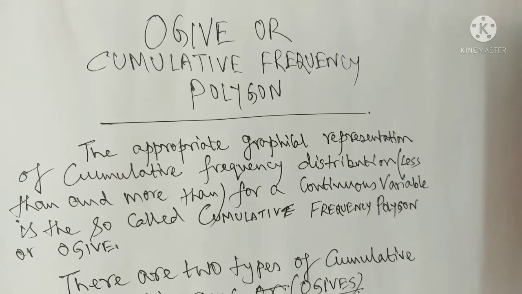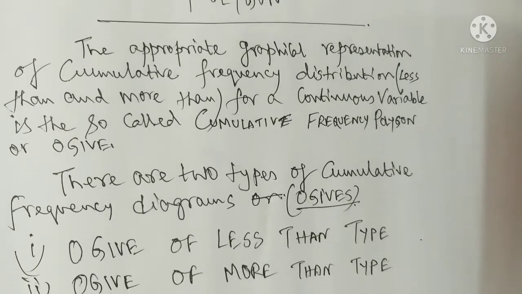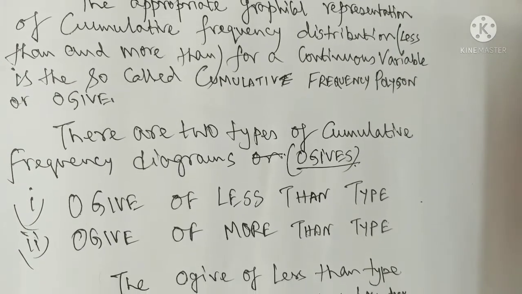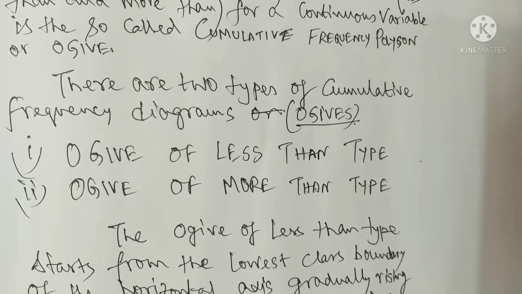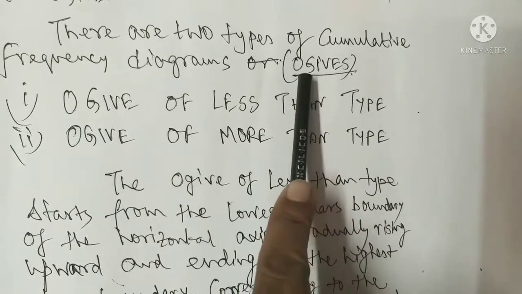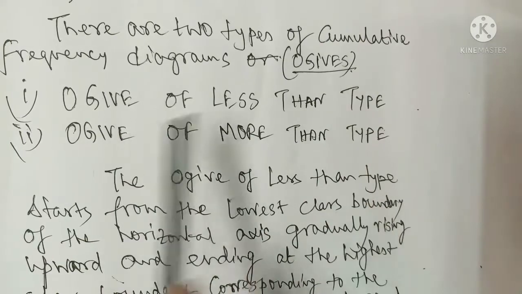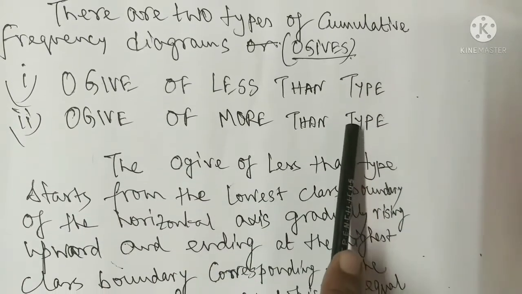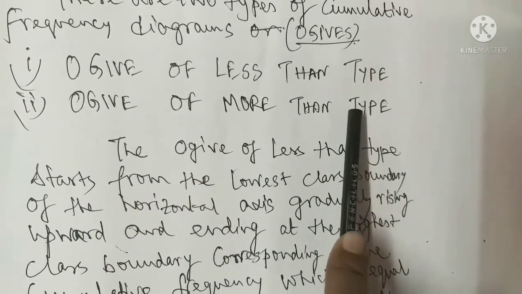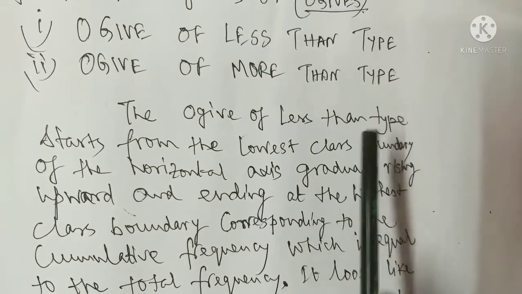Here, the words less than and more than are used because cumulative frequencies can be formed from the below type and from the above type. Now there are two types of cumulative frequency diagrams or ogives. Number one, ogive of less than type. Number two, ogive of more than type.